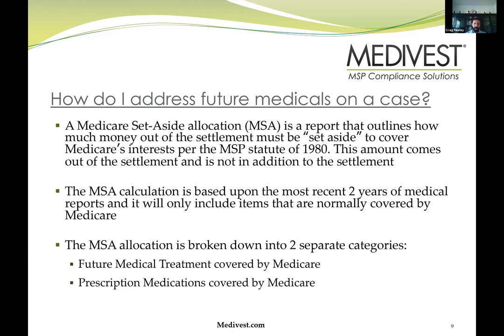So the MSA allocation is broken down into two separate categories. It's broken down into future medical treatment that's normally covered by Medicare and prescription medications that are normally covered by Medicare. Those are the two items that are going to go into the Medicare set-aside report. A big one is in-home health care. That's not a Medicare covered expense, so that is not something you would traditionally ever see inside of a Medicare set-aside allocation.